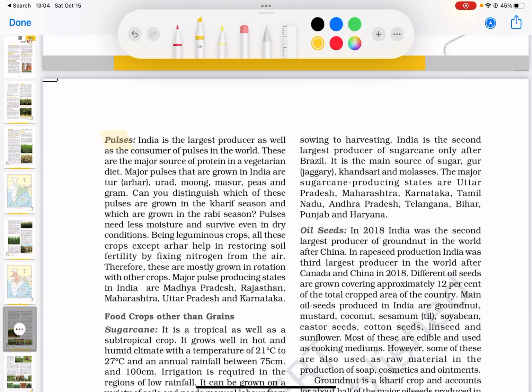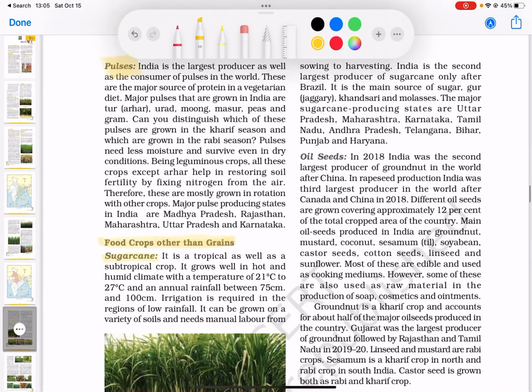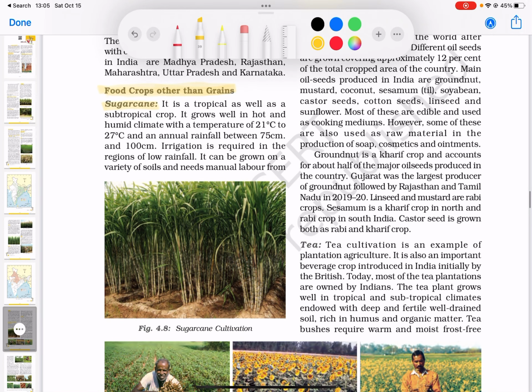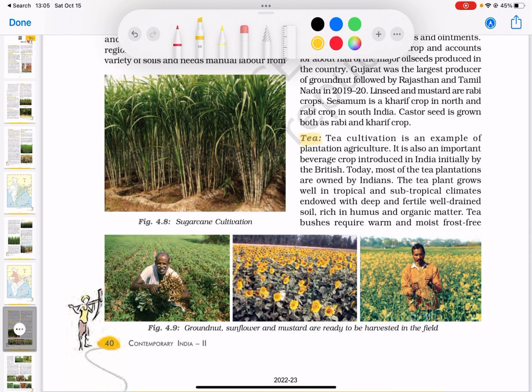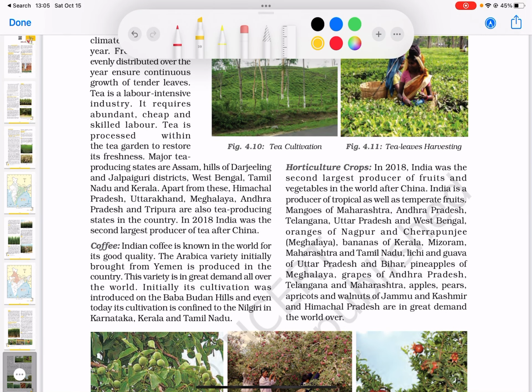Then there's going to be discussion on the pulses. Once we finish that, there's also going to be a discussion on the food crops that are different from the grains. So we'll talk about sugarcane in this chapter. The other things include oil seeds. Why are oil seeds important? Of course, we all use oil. Then there is the whole topic of tea, and you can see there are some pictures on sugarcane cultivation, groundnut, sunflower, and mustard. So you already know these are the topics that we will be learning about. You look at the tea cultivation and how tea leaves are harvested, so obviously there's going to be some discussion on tea.